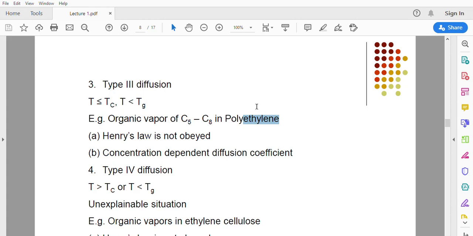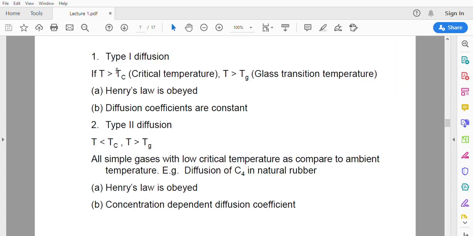At this condition, Henry's law cannot be obeyed, and second, the diffusion coefficient will be concentration dependent. In the first condition, when your environment temperature is higher than the critical temperature of the gas and higher than the glass transition temperature of the polymer, you can use Henry's law and you can use a constant diffusion coefficient.